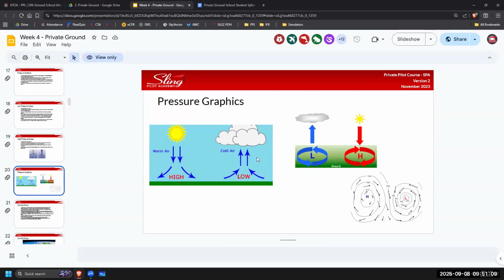Here's how it actually looks on a prog chart. This is how the air is moving around a high pressure system. You can see how the high pressure system is kind of moving away, getting pushed down and outward. It has a bigger circle, whereas the low pressure system looks like it's getting tighter and tighter because it's pulling that air, sucking that air into the middle of the low pressure system. Does that make sense?